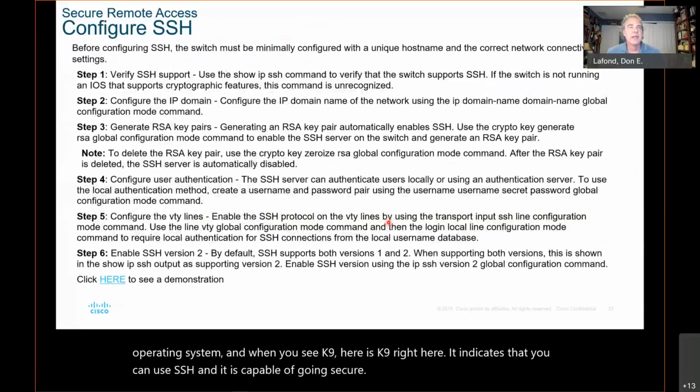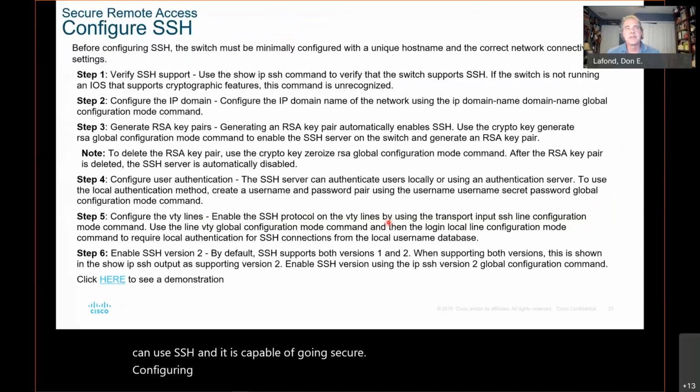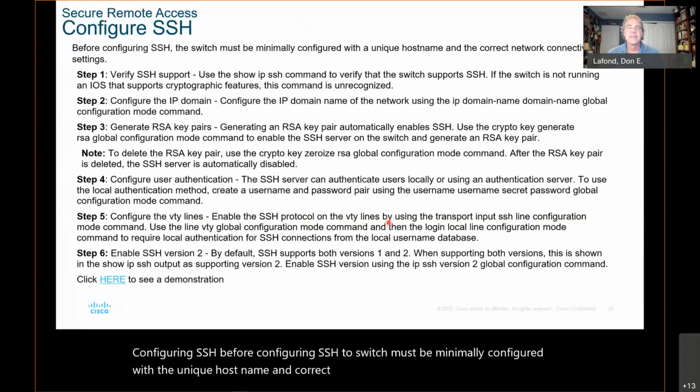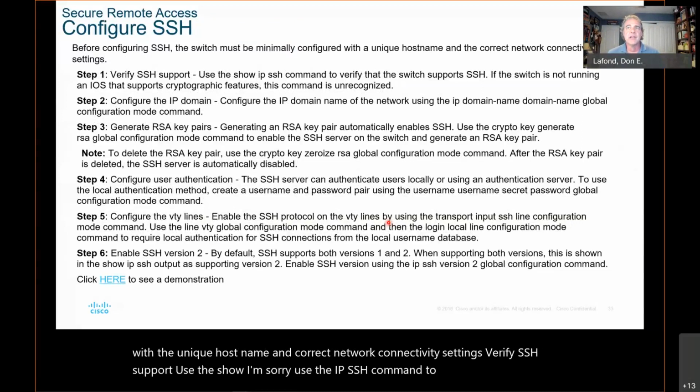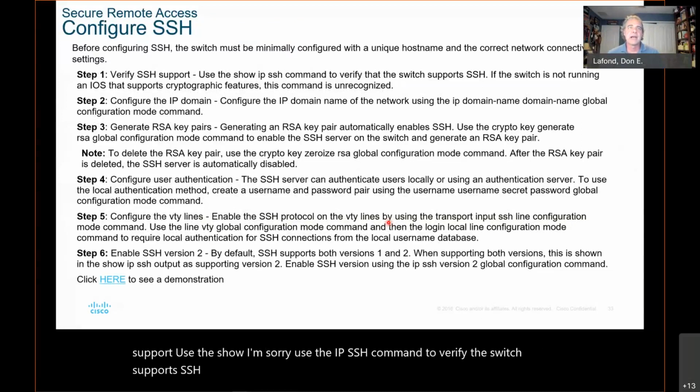Configuring SSH. Before configuring SSH, the switch must be minimally configured with a unique host name and correct network connectivity settings. Verify SSH support. Use the show ip ssh command to verify the switch supports SSH. If the switch is not running an IOS that supports cryptographic features, this command is unrecognized. You can do show version as well.